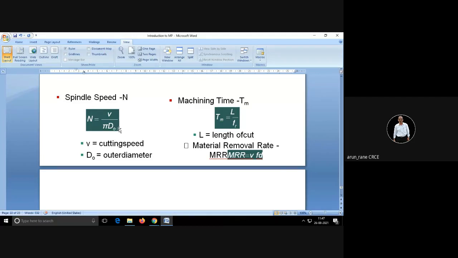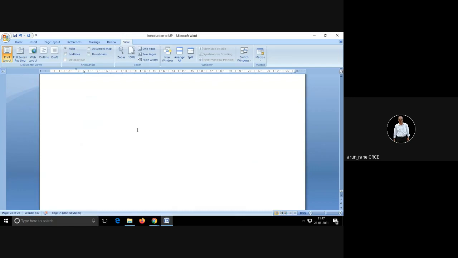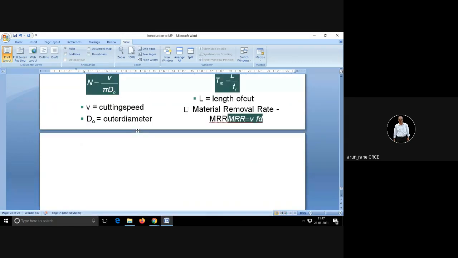Generally the diameters are given in millimeter. So you have to divide by 1000 to get it into meters. So the formula becomes V is equal to pi dn upon 1000. Pi dn upon 1000, that is the formula. Why 1000? Because you have to convert millimeter into meter.